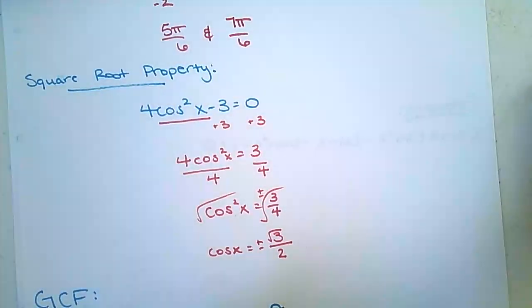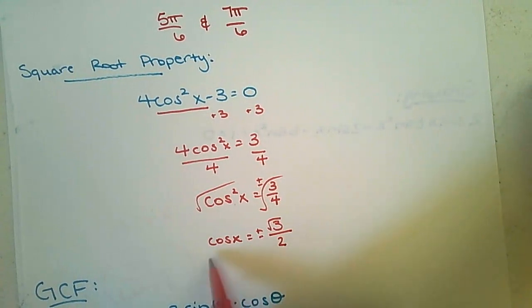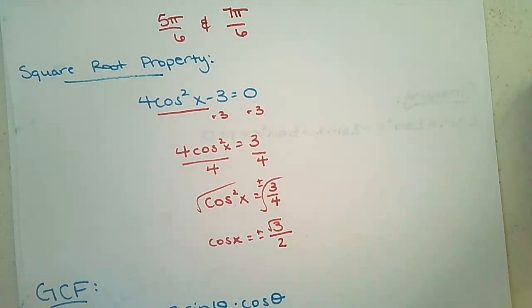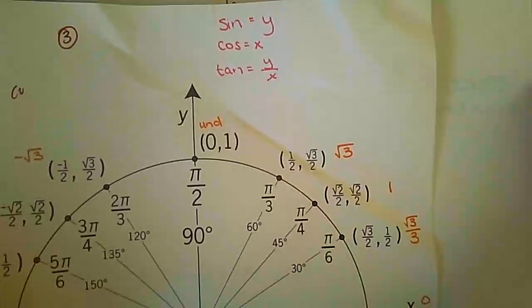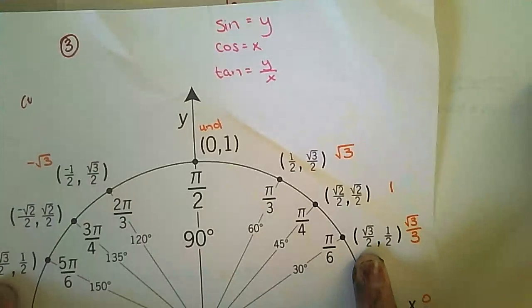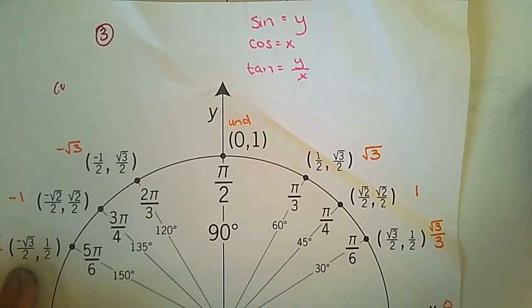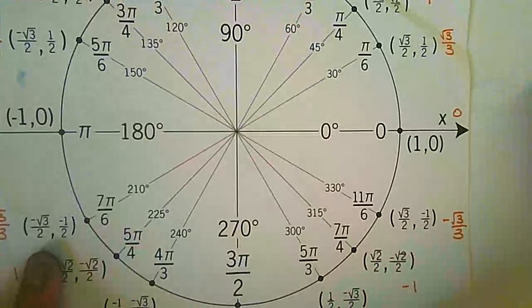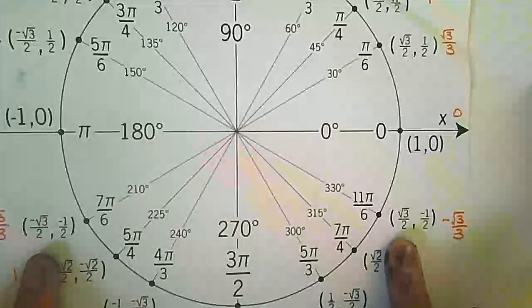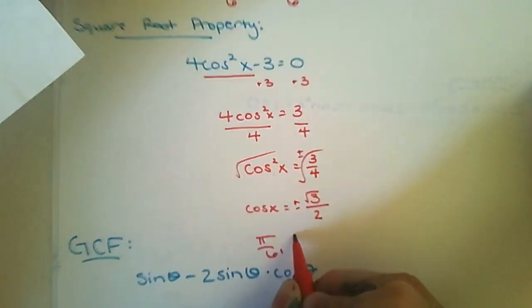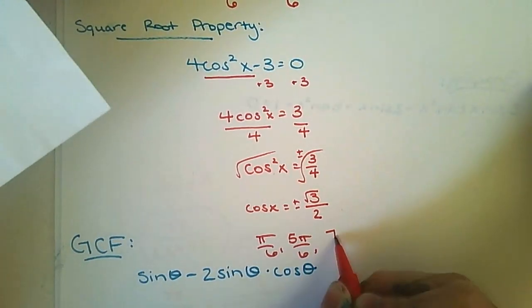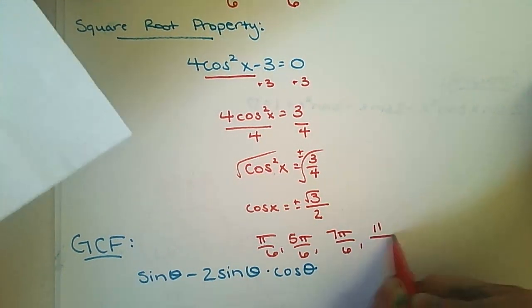So now for my solutions in this one, I need to find all of the places on our unit circle where cosine equals positive square root of 3 over 2, or negative square root of 3 over 2 as well. So all of the places on our unit circle where the x is the square root of 3 over 2 or negative square root of 3 over 2. And it looks like that is all of our pi over 6's. So I'm going to have pi over 6, 5 pi over 6, 7 pi over 6, and 11 pi over 6 as well.